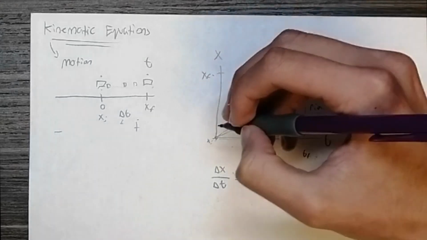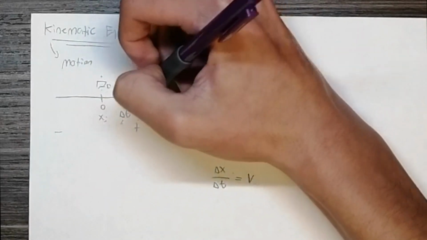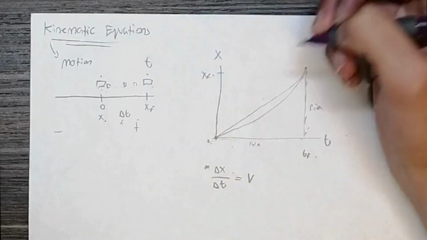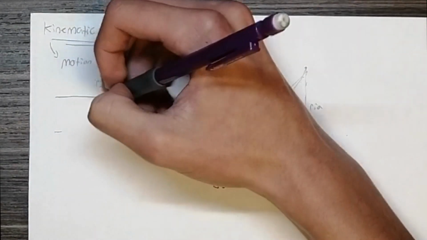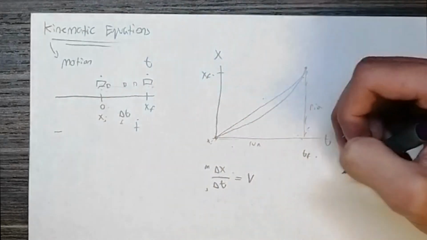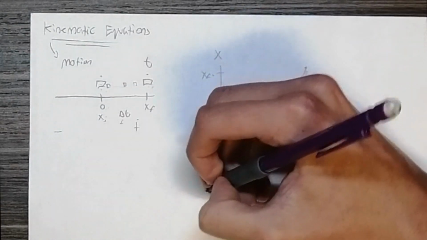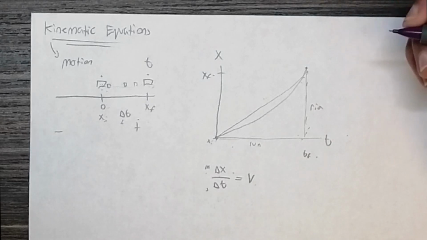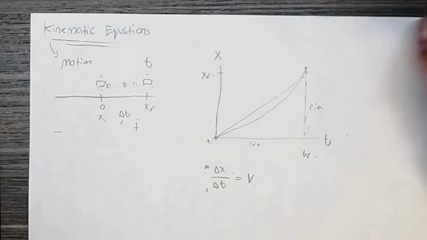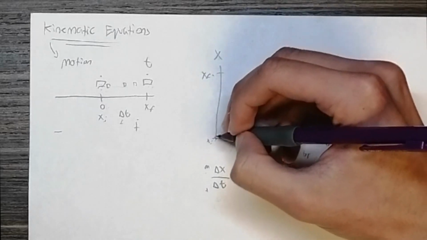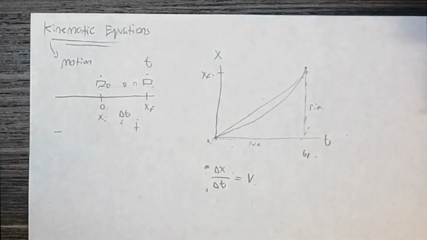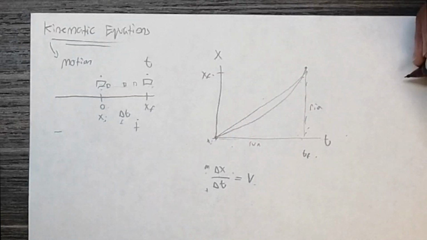So why does this make sense? Well, because if this is moving from x initial to x final, let's say we're measuring this in meters, and we're moving from initial time to final time in seconds, then our speed is going to be in meters per second, which is the dimension of speed. It's length over time. So the slope of the line on the displacement graph is equal to the speed.